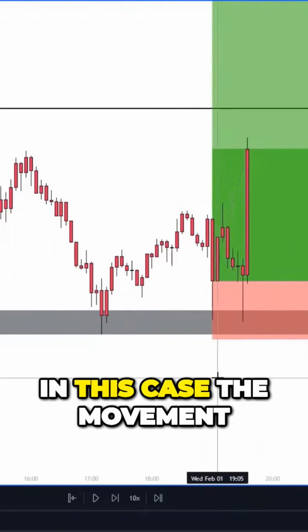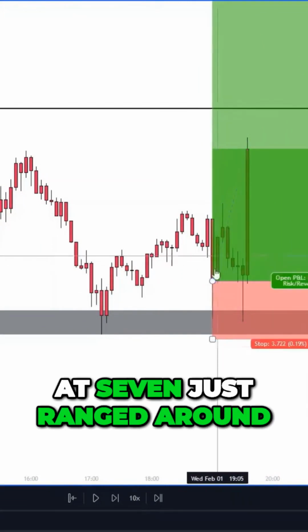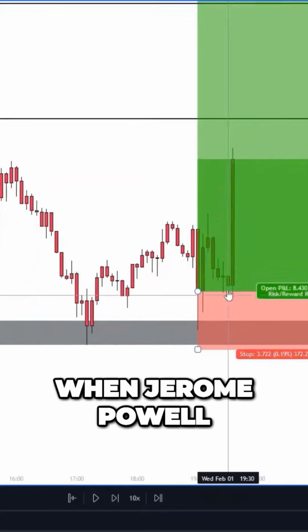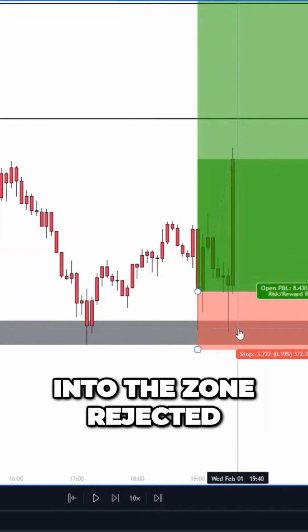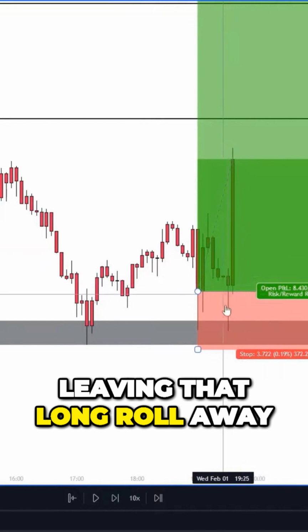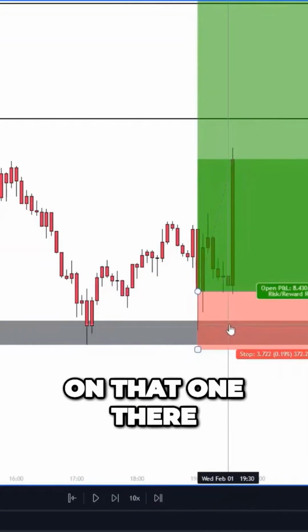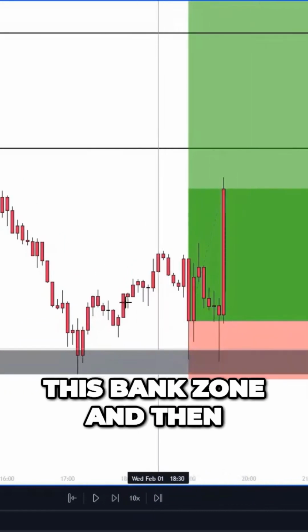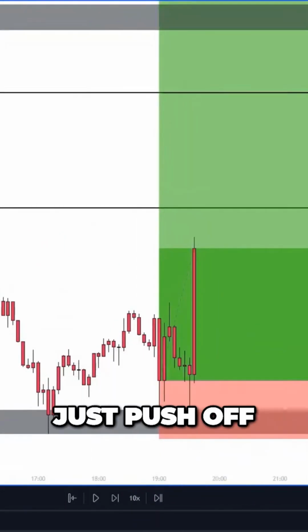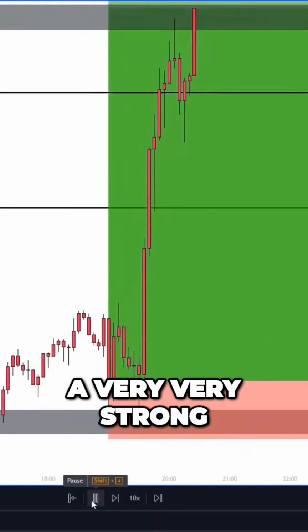So in this case, the movement didn't kick in at 7, just ranged around to the side. But then at 7:30, when Jerome Powell did speak, it tapped into the zone, rejected, leaving that long lower wick. That is a very strong rejection candle. So if you weren't already in, you would have got in on that one there. But again, it rejected this bank zone. And then from that point, it did just push off to the upside. It's a very, very strong push.